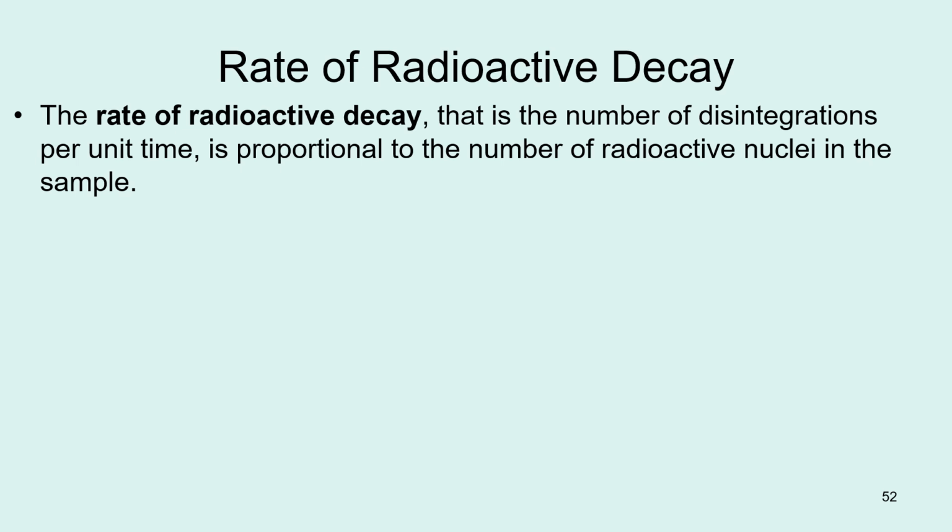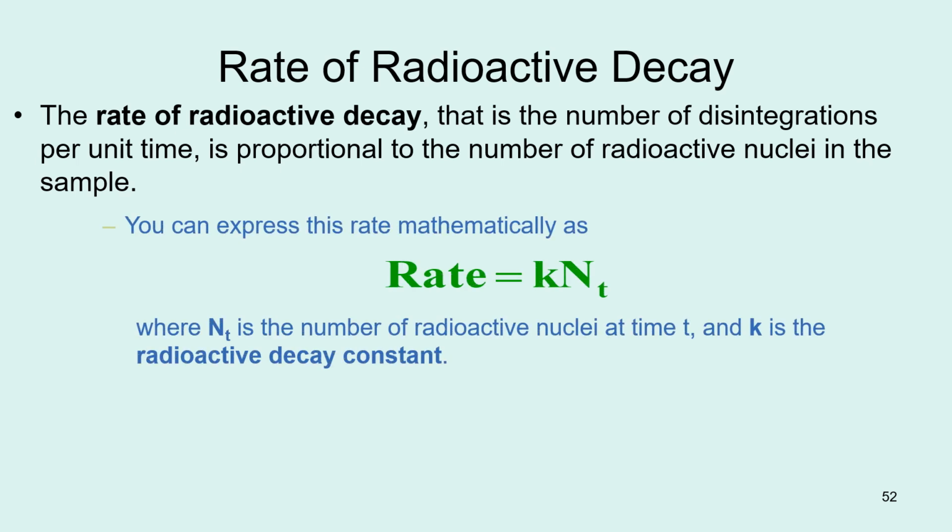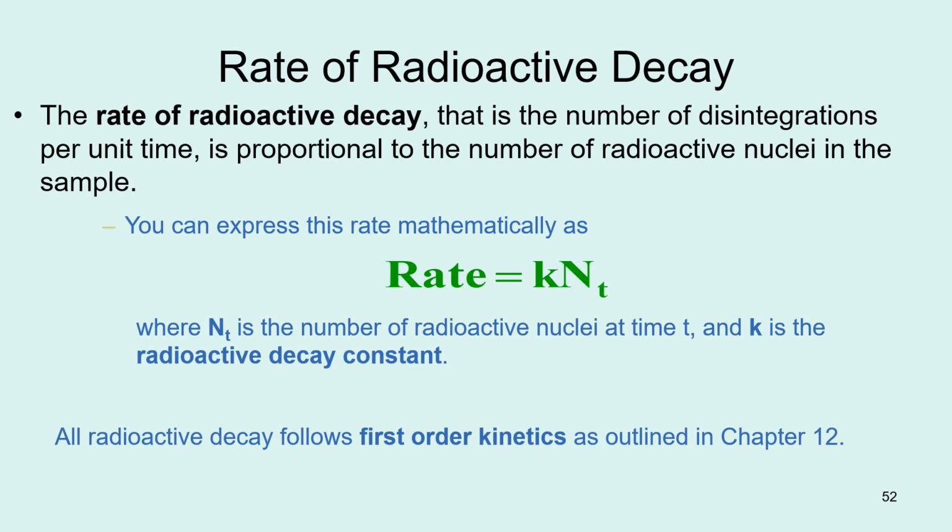So the rate is going to be proportional to the number of radioactive nuclei that we have in the sample. So here we can express it mathematically. The rate equals K times N_t, where N_t represents how many radioactive nuclei we have at a particular time, and K is the radioactive decay constant. All radioactive decay follows first order kinetics. We talked about kinetics in chapter 12, and so radioactive decay is first order.